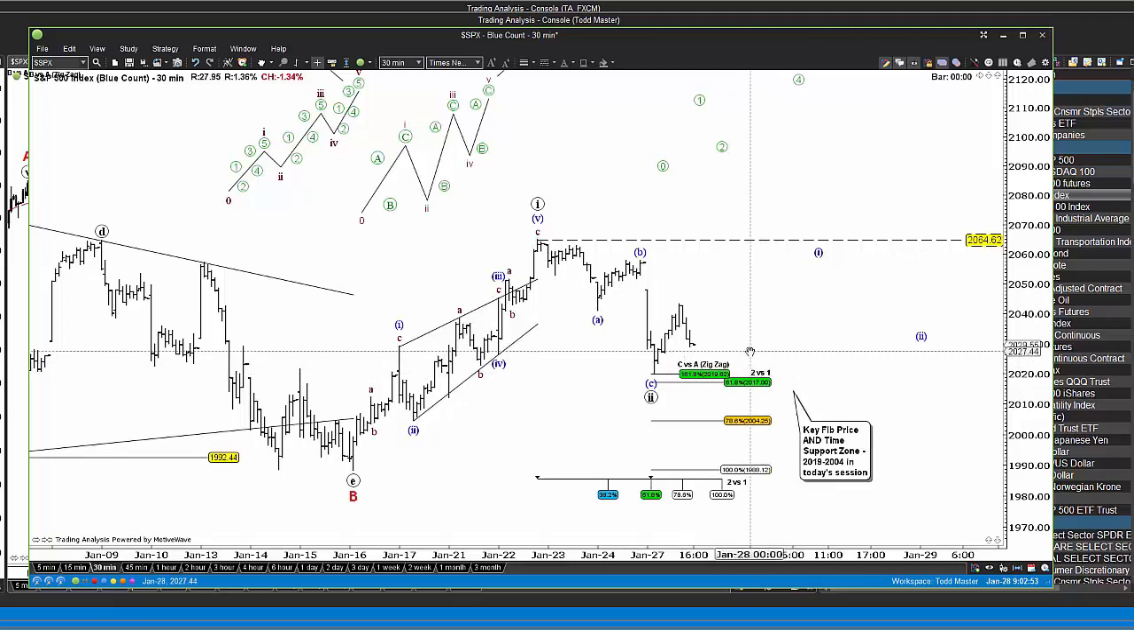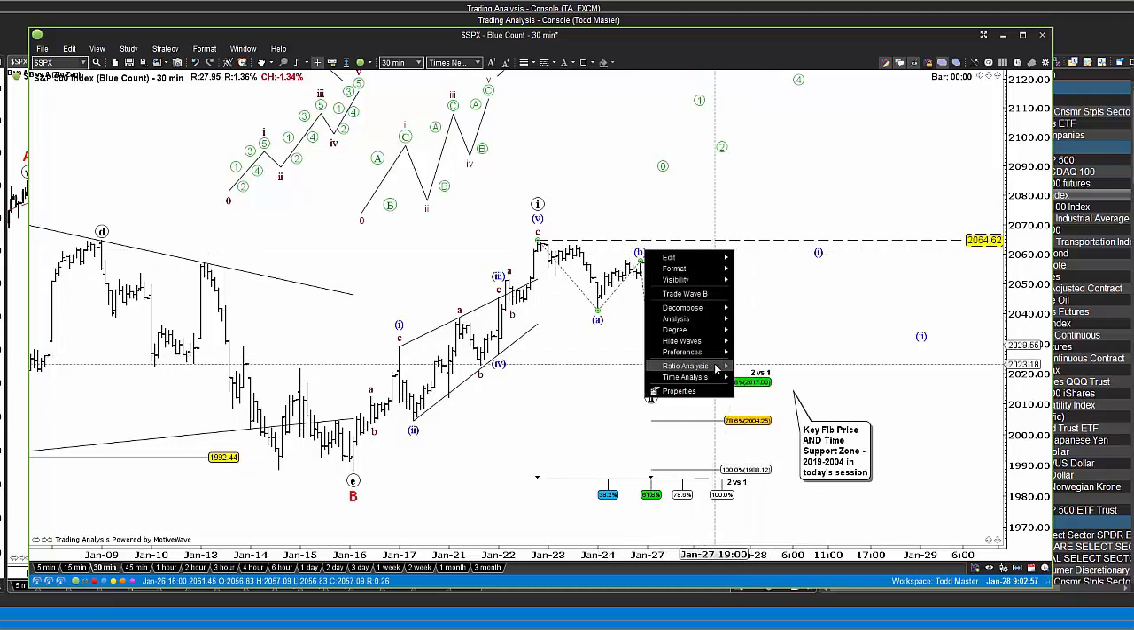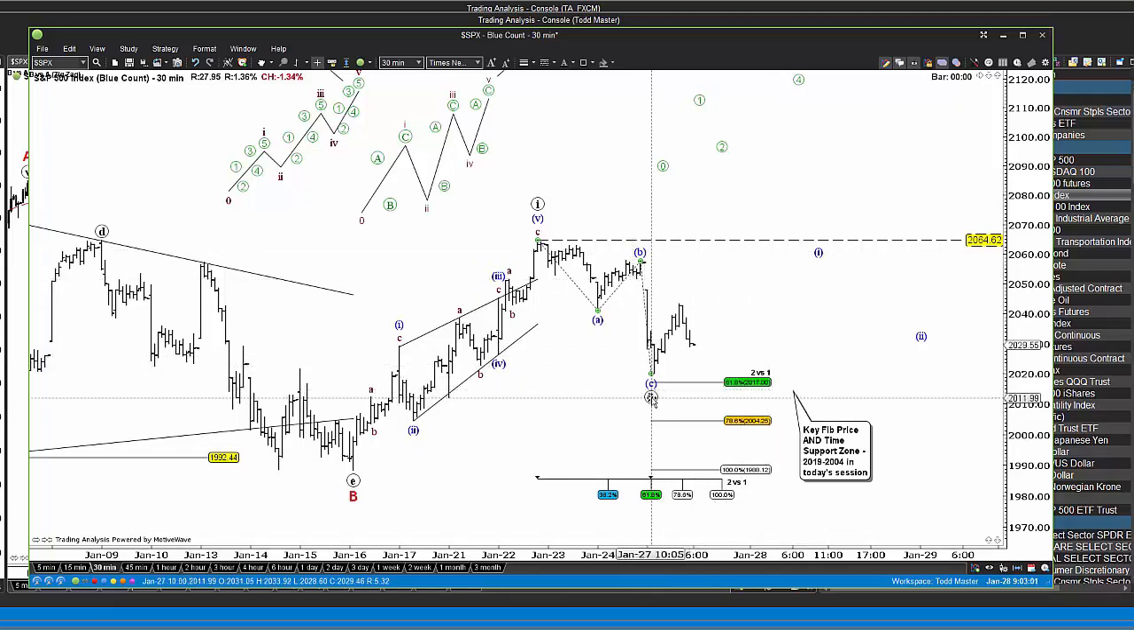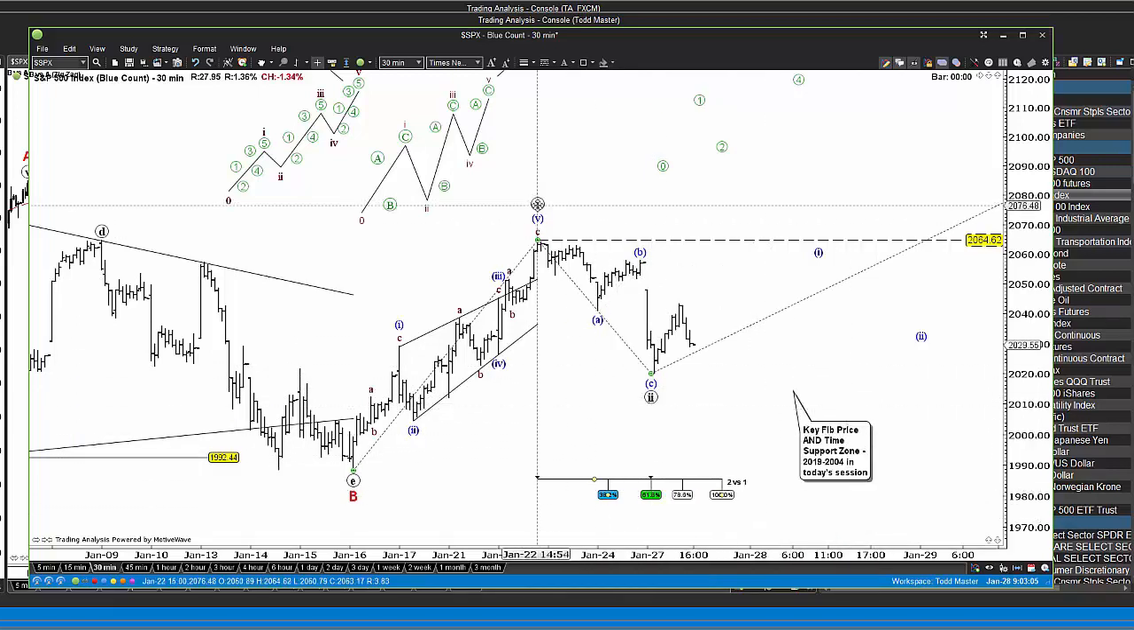So the first thing that we did, and let me just kind of start over from scratch, and I'll show you how we did this. Let's get rid of that one. Let's get rid of this one. And let's get rid of this one.